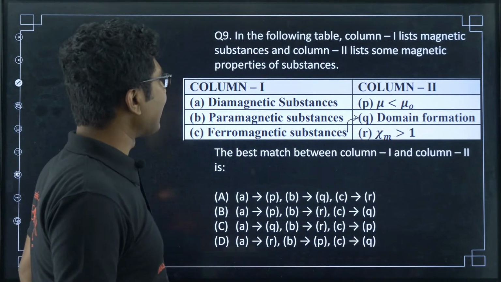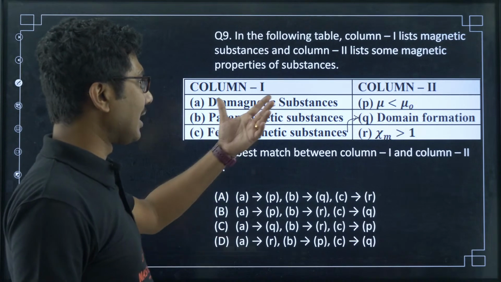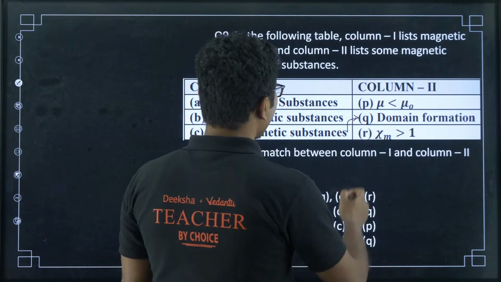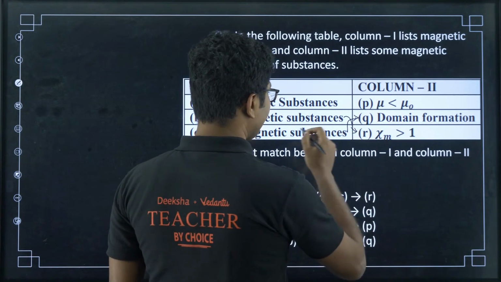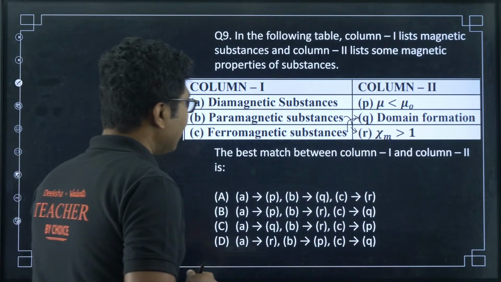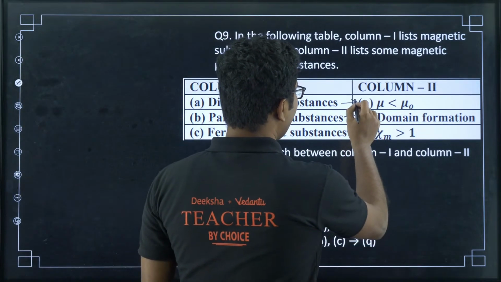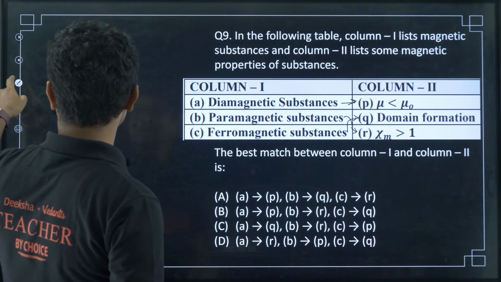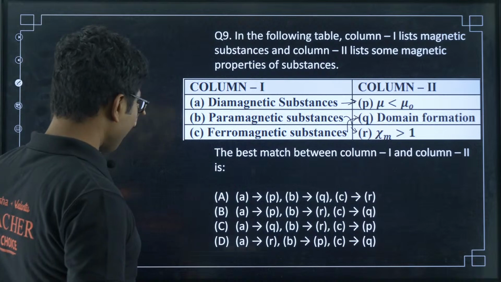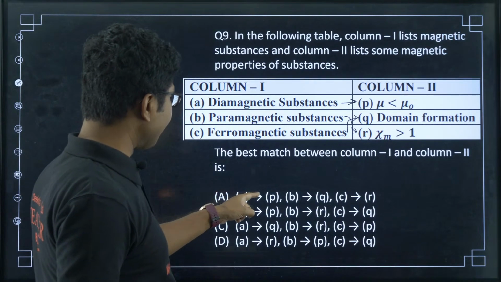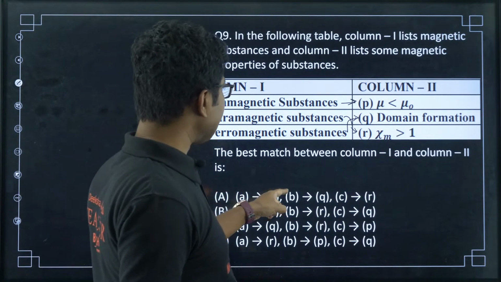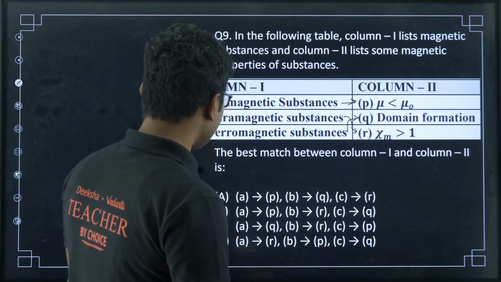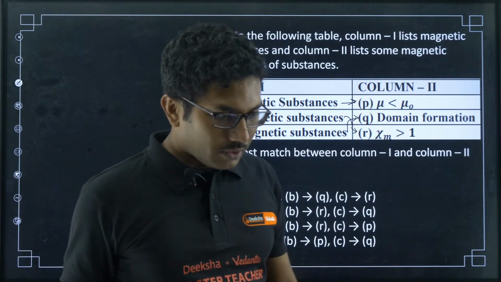Now I will see whatever other options are given. Chi m is greater than 1 for paramagnetic substances, and diamagnetic substances have permeability less than mu naught. So this is obviously the correct match. Let's see the answer. A is matching with P, B is matching with R, and C is matching with Q. So the correct answer is option B.